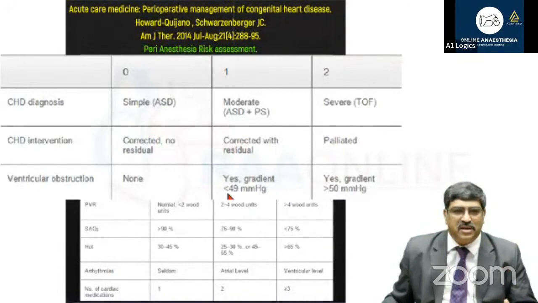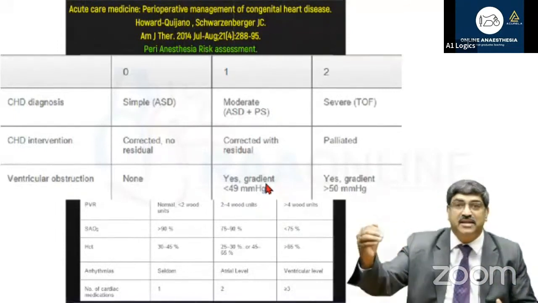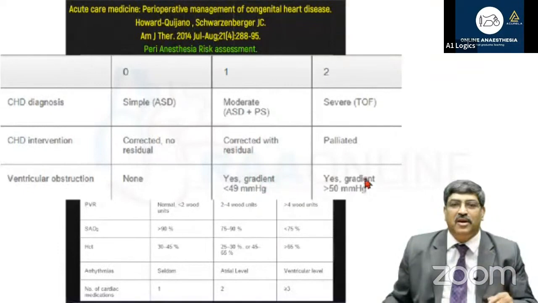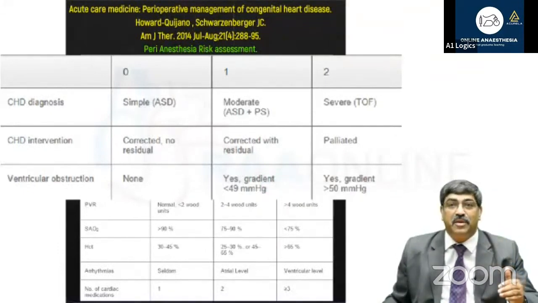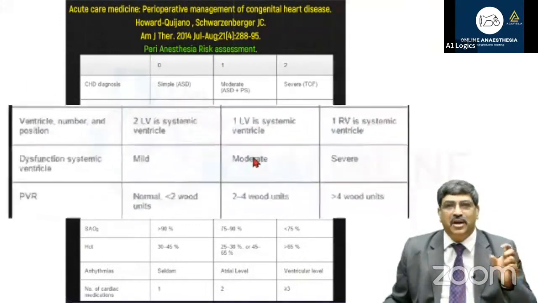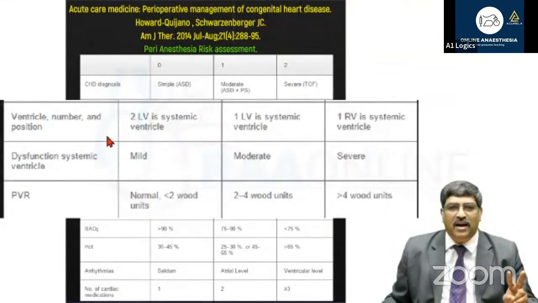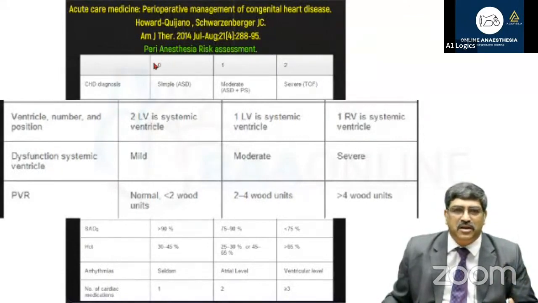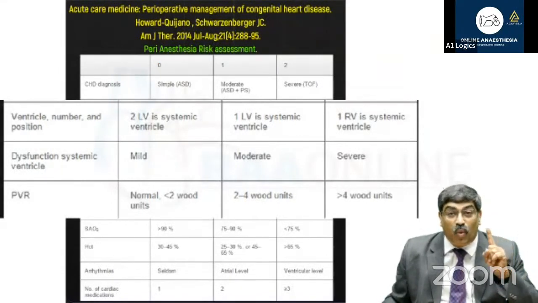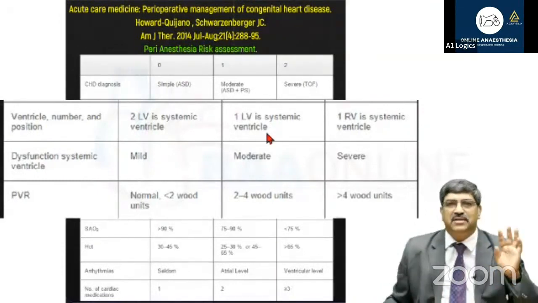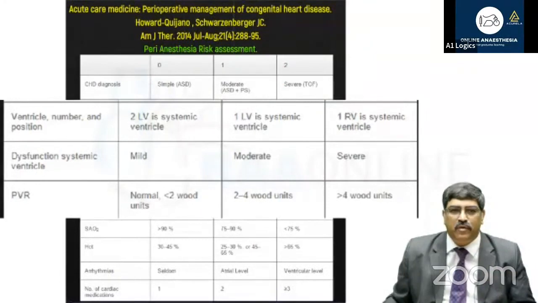Coming to ventricular obstruction, when there is no ventricular obstruction, it is 0. When there is obstruction and the gradient is less than 49 millimeters of mercury, it is 1 point. When the gradient is greater than 50 millimeters of mercury, it is 2 points. Coming to the number of ventricles as well as the position. There are 2 ventricles and the left ventricle is the systemic ventricle, which is the usual circulation. It is 0 points. When there is only 1 ventricle, but the left ventricle is the systemic ventricle, that is 1 point. When there is 1 ventricle, but the right ventricle is the systemic ventricle, you have 2 points.